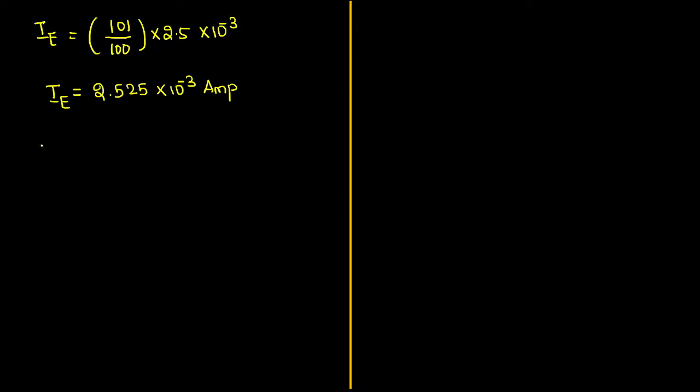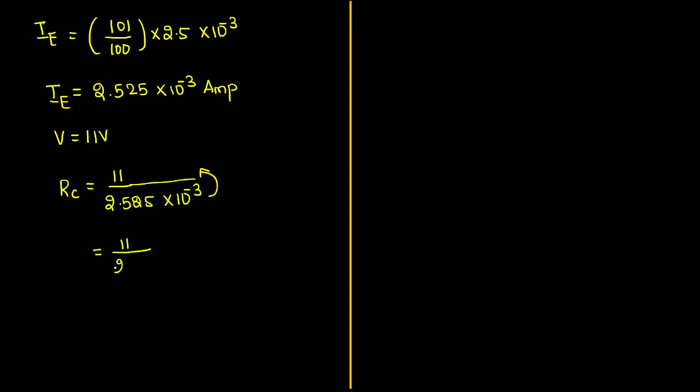Already we found the voltage drop across the collector resistor, that is 11 volts. Now it's time to explore the value of RC. So the value of RC equals the voltage drop across RC divided by the current flowing, 2.525 into 10 power minus 3. Now if you pass this 10 power minus 3 to the numerator, it will become plus 10 power 3.